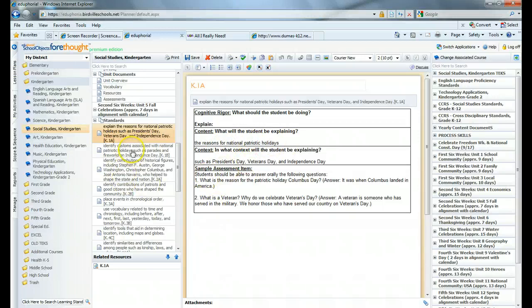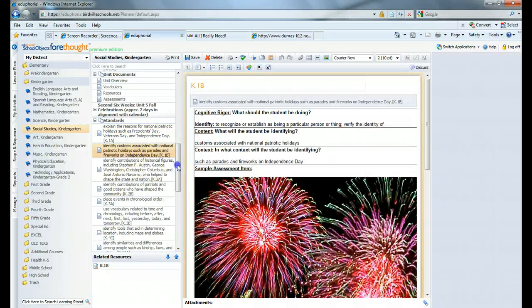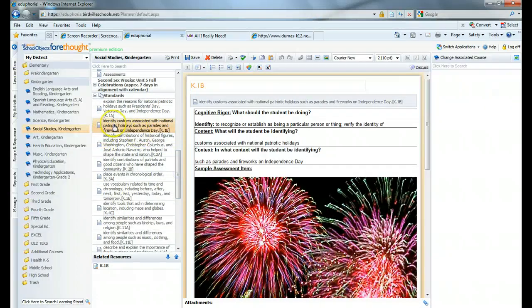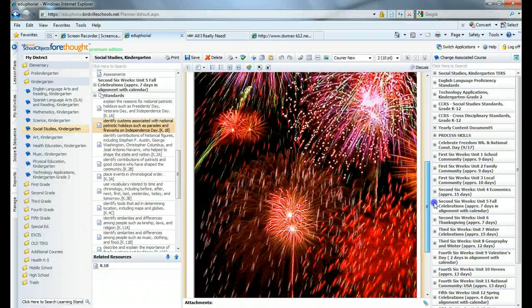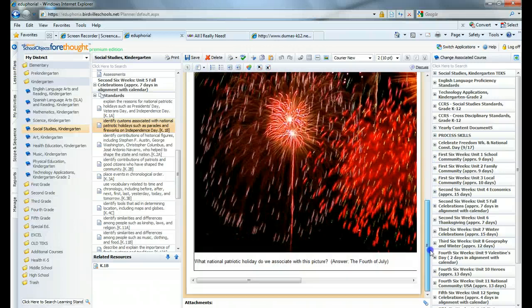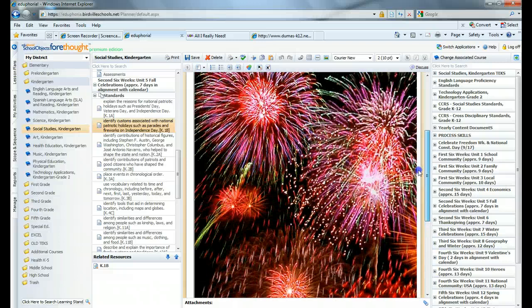Use that verbiage. That is key. You're going to look at customs associated with them. And notice on this one, it only says identify. So all I'm asking you to do in my assessment is to look at this picture and identify which national patriotic holiday we associate with this.